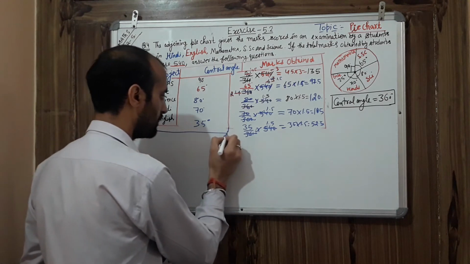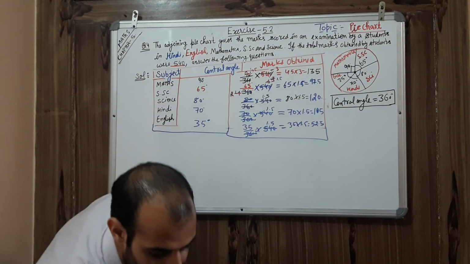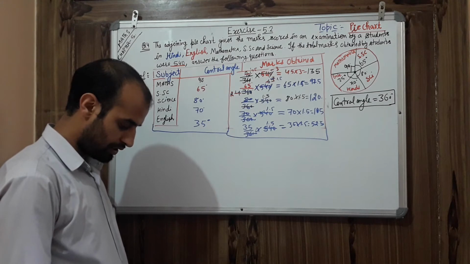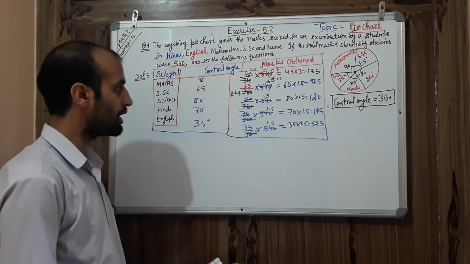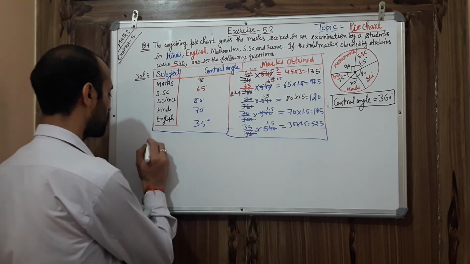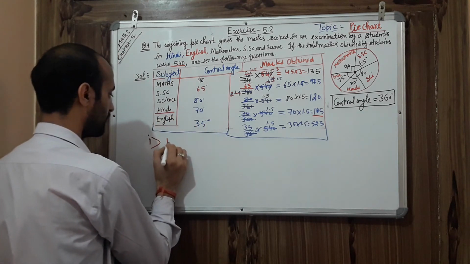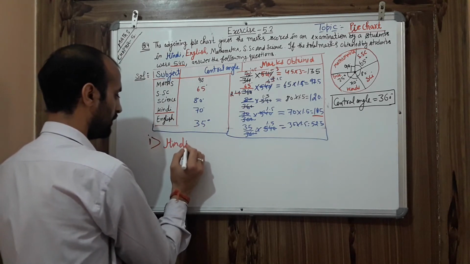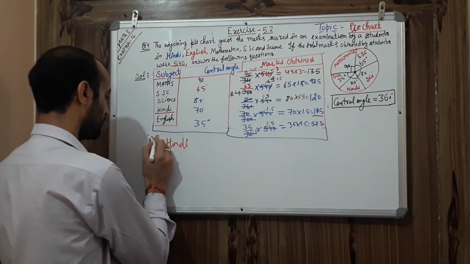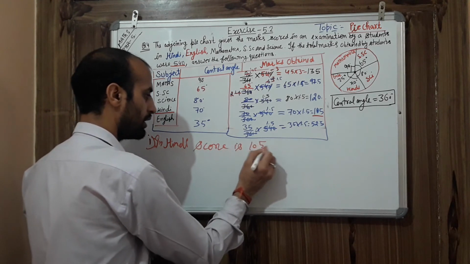Now we come to know what are the marks scored by the student in different subjects. So let me take your questions now. Question number 1 you have here: in which subject did the student score 105 marks? So in which subject is the score 105? First question answer is this one. You can see it is Hindi. So you can write, in Hindi the score is 105.